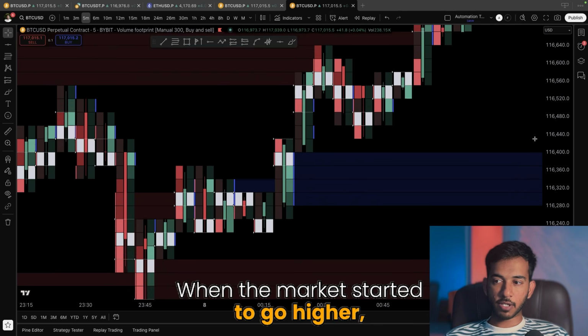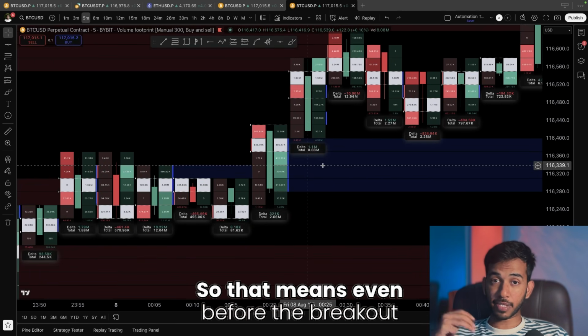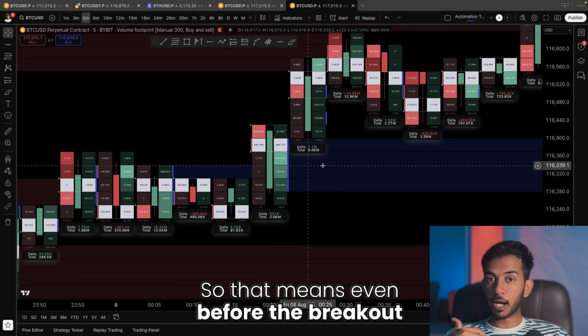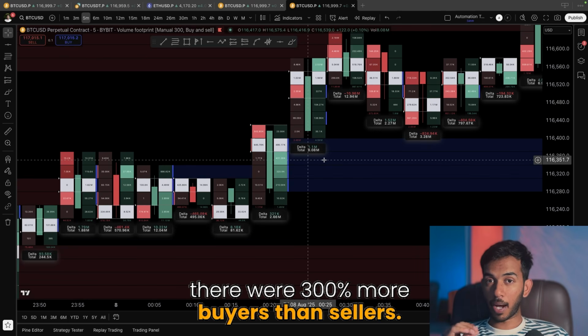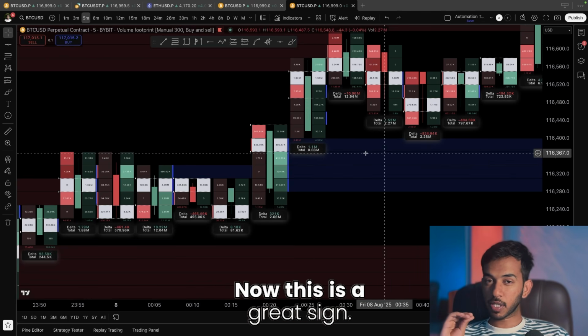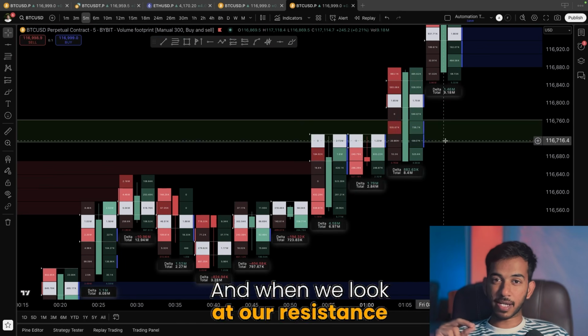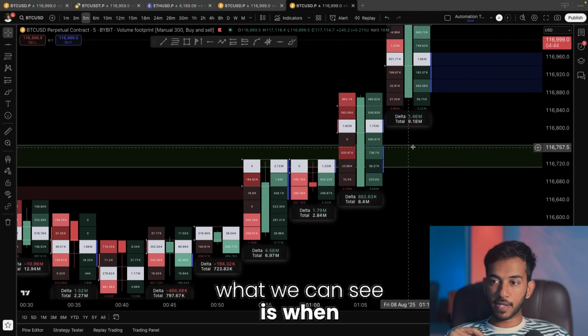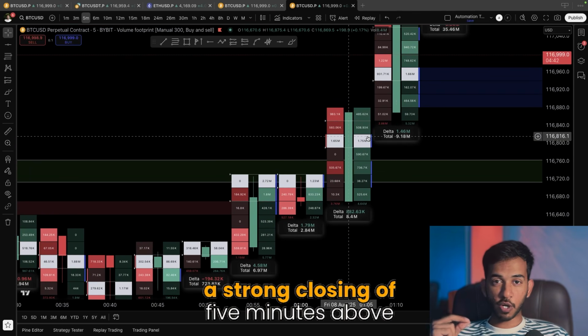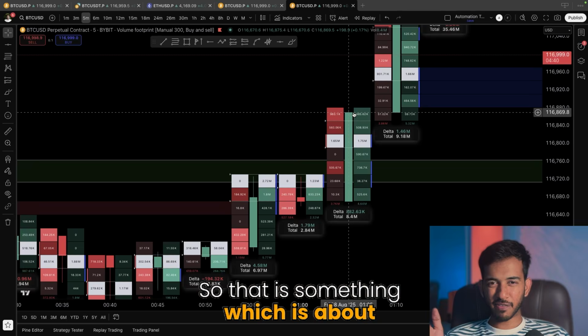When the market started to go higher, it had a buying imbalance. That means even before the breakout happened, there were 300% more buyers than sellers. Now this is a great sign. And when we look at our resistance level, what we can see is when the breakout happened, a strong closing of 5 minutes above our level. So that is something which is about the price action.